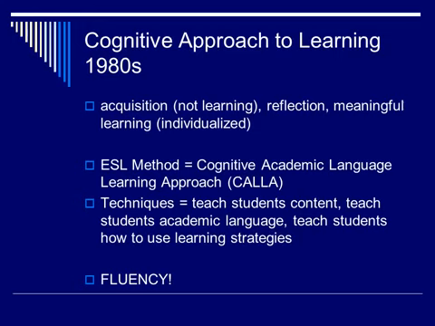In this class, we'll be examining in detail one particular method called the Cognitive Academic Language Learning Approach, or CALA. This method falls under the cognitive approach to learning a foreign language. And the three techniques that must be incorporated into a CALA class are teaching students content information, teaching students relevant academic English skills, and teaching students learning strategies, which are sort of like study skills.